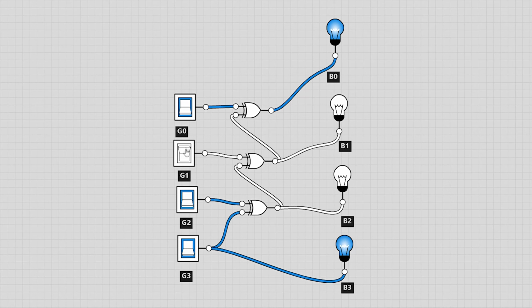When the inputs G3 is 1, G2 is 1, G1 is 1 and G0 is 0, the output B3 is 1, B2 is 0, B1 is 1 and B0 is 1. When the inputs G0 is 0, G1 is 0 and G2 is 0 and G3 is 1, all the other outputs are 1. That's it.